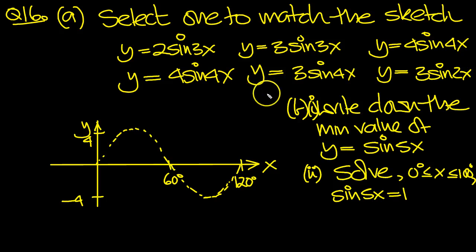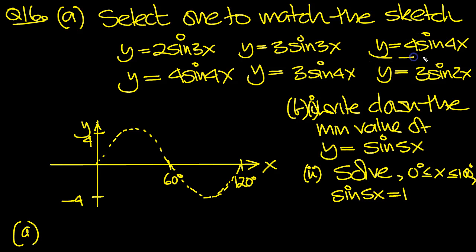So let's have a look at part A first of all. This curve goes up and down. It's a sinusoidal, it's a sine curve, but it goes from a maximum of 4 to minus 4. The sine itself goes up and down from 1 to minus 1. So there's two lots of here. This will go up and down from 2 to minus 2, 3 to minus 3, 4 to minus 4.